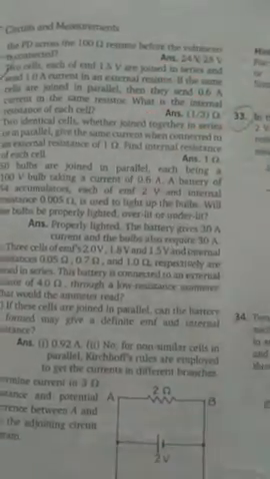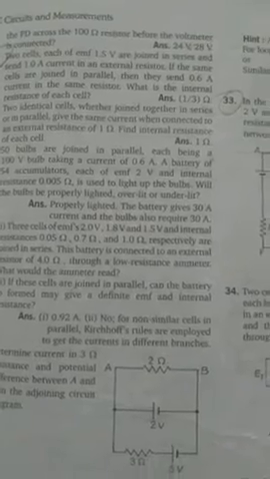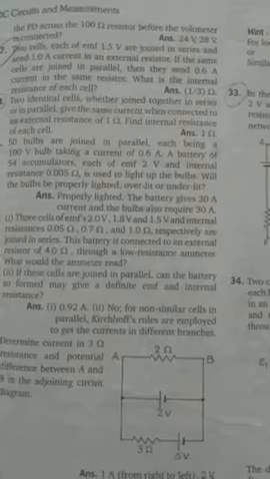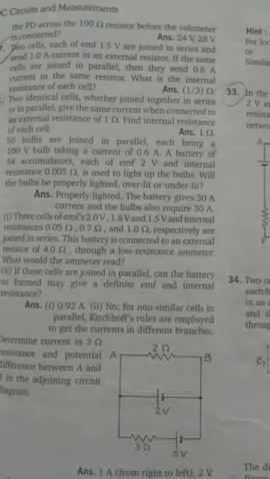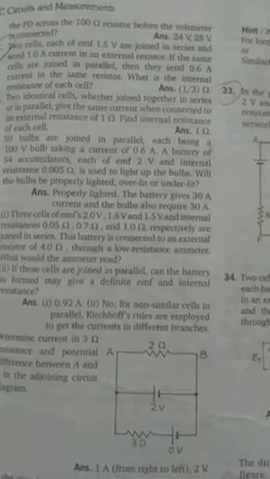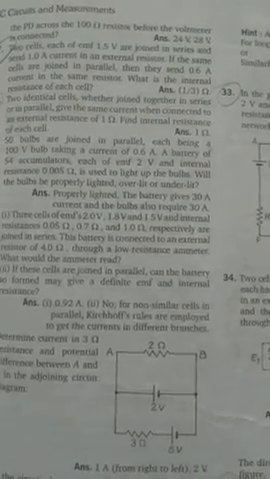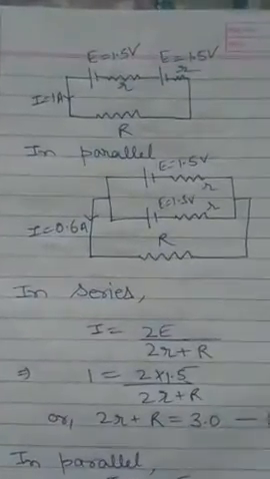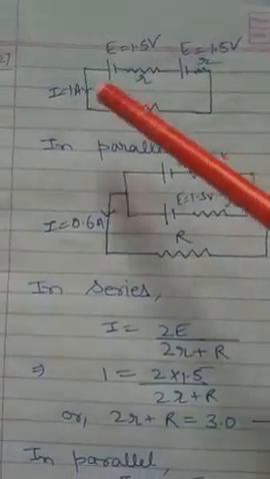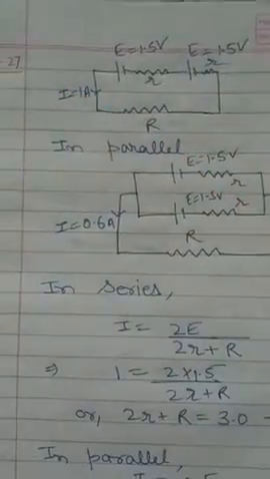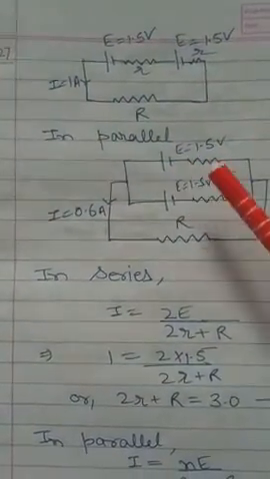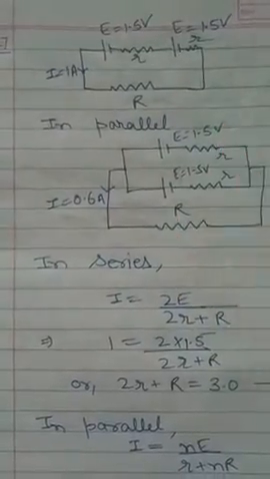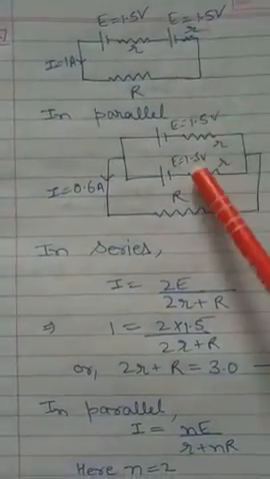It is given that two cells, each of EMF 1.5 volt, are joined in series and send 1 ampere current in an external resistor. If the same cells are joined in parallel, then they send 0.6 ampere current in the same resistor. What is the internal resistance of each cell? So two cells are connected in series and in series combination they send 1 ampere current, and when connected in parallel they send 0.6 ampere current in an external resistor. We have to find the value of this r.